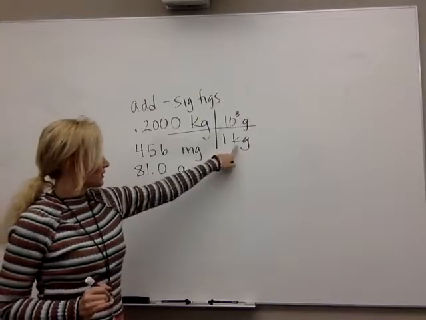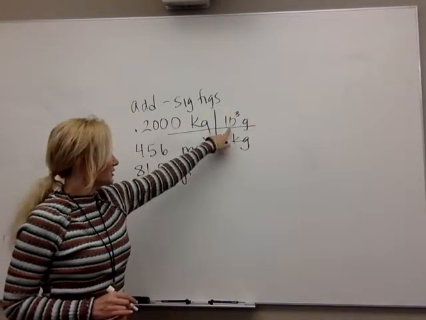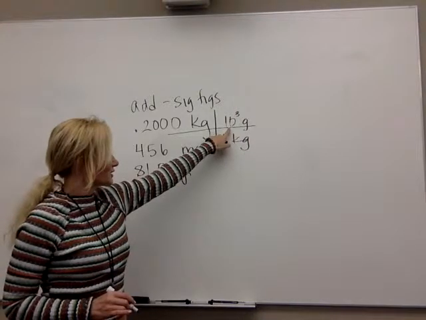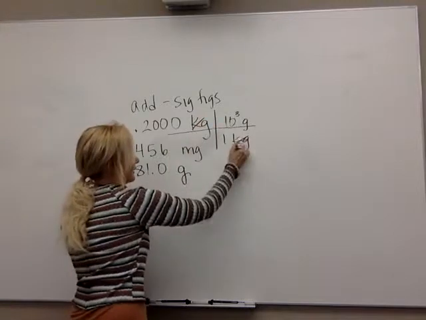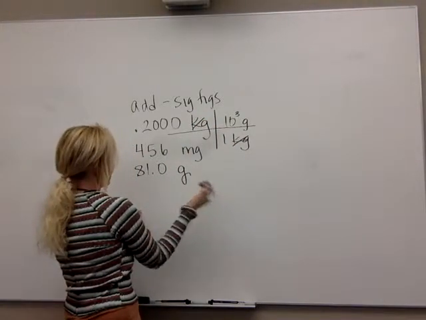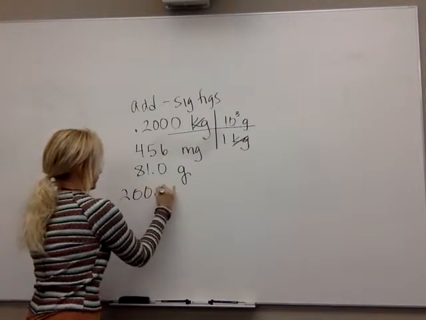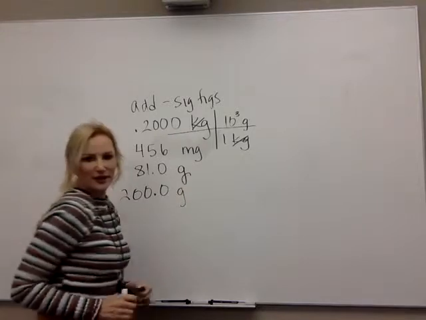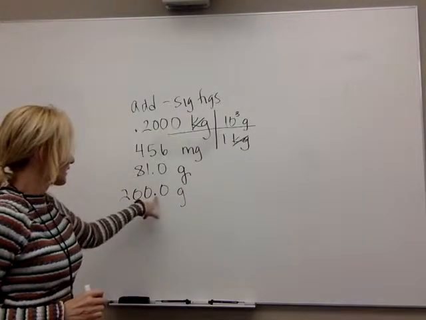you put your 1 next to your prefix like we talked about in the other videos, and then you put the number 10 to the 3 that would go with the kilo, and these two cancel out and you'll get grams. So your new answer for this is going to be 200. grams.